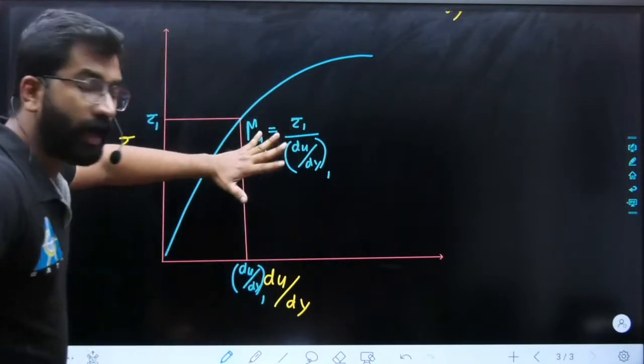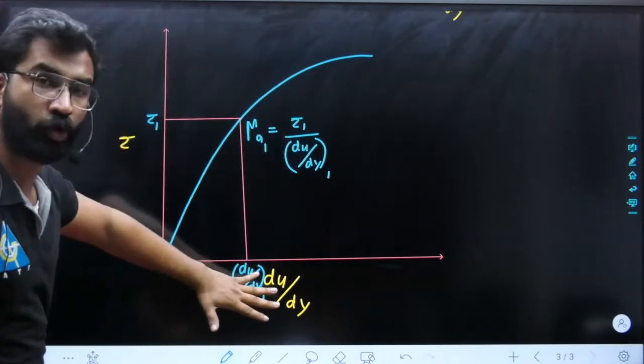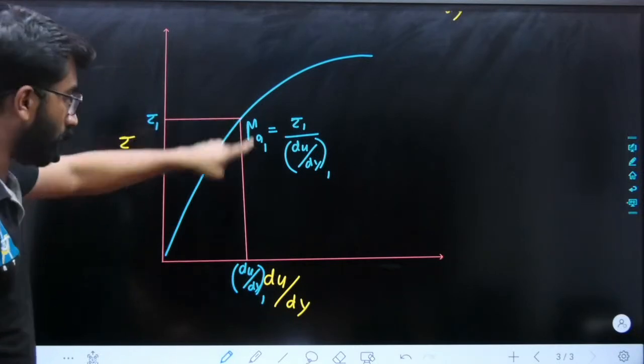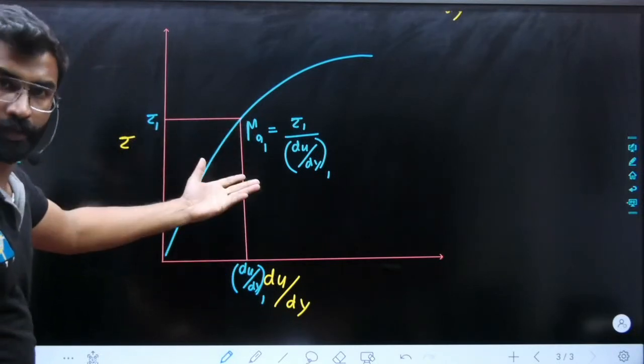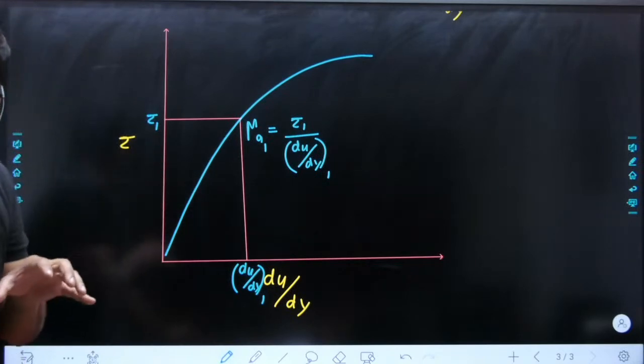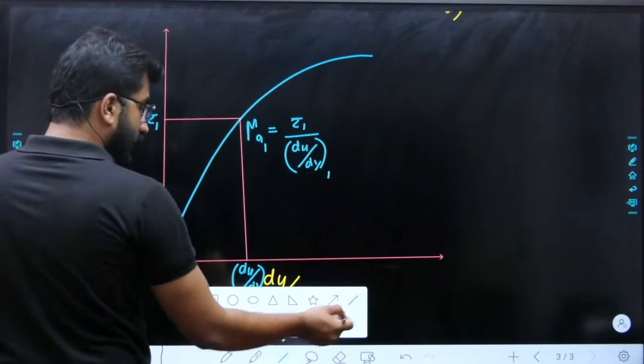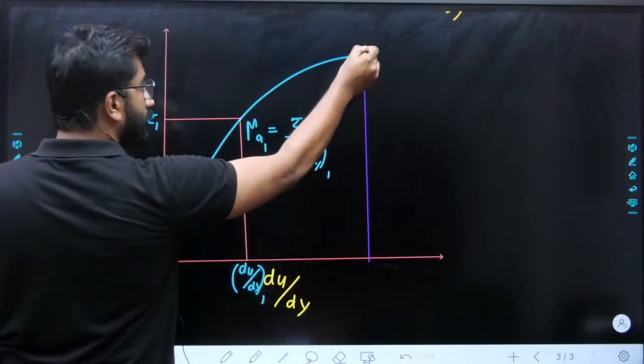Same way, आपके पास apparent viscosity और du by dy है तो ये दोनों multiply किया तो आपको ये value मिल जाएगा. Slope and this value. ठीक है? So these things you need to remember. Okay? On any point, any point you should be able to calculate.